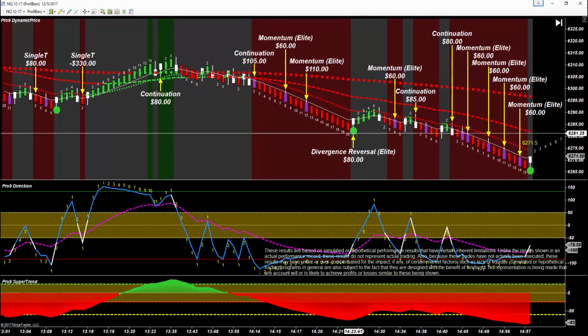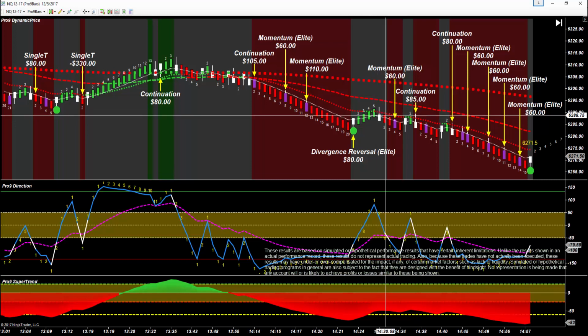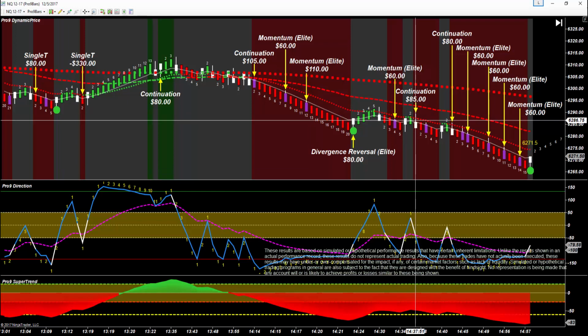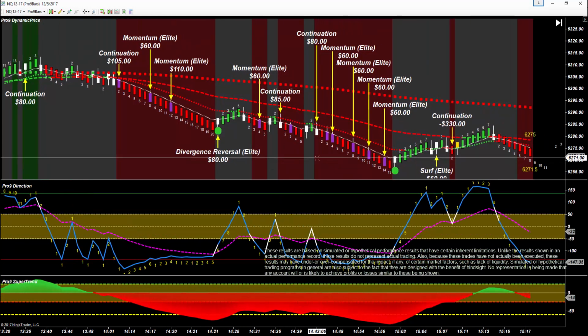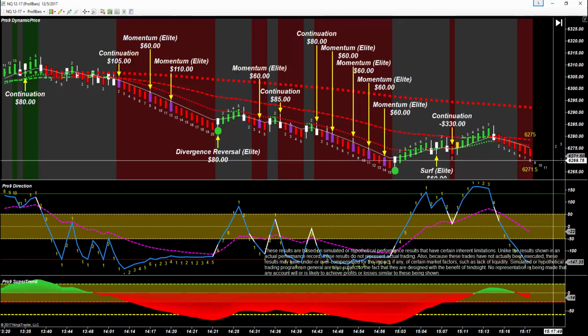Then we have a divergence reversal on the way up. This one just hits profit target. We have a momentum, followed by a continuation, which grabs an extra tick. Then we have a continuation short that hits profit target, followed by 4 momentums in a row that all hit profit target with no runners.